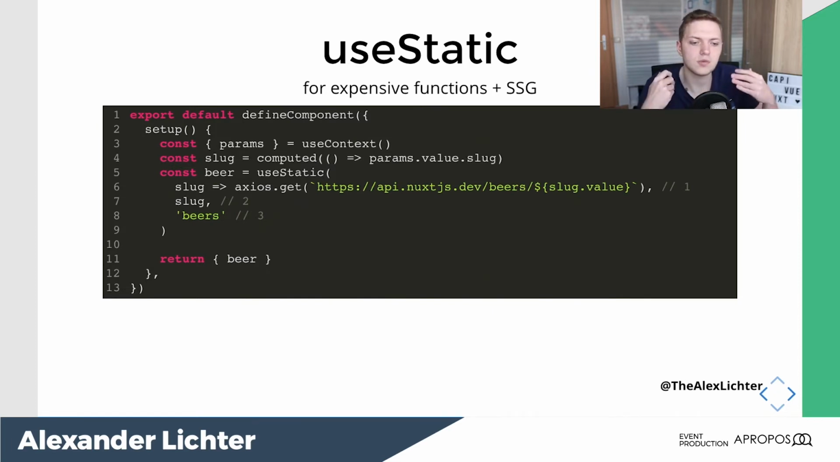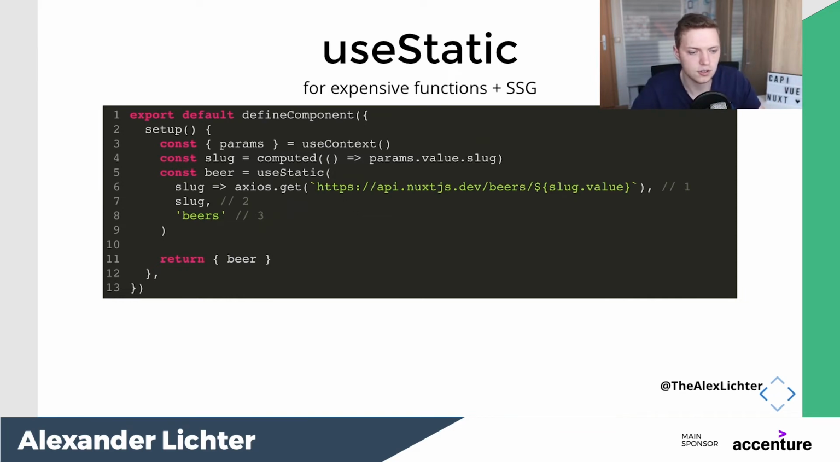That's the async function that will populate the ref that this function returns. So again, similar to use async, this function returns a ref. Important here is that this function will receive the parameter and the key base. So these are arguments 2 and 3. In this case, the slug, and 3, the key base, beers. It can use both, or just one of them, as you like.